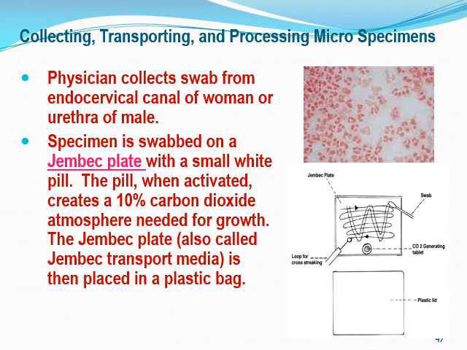Same thing, physicians, during a pelvic exam, the physician will collect the swabs, right? And the specimen is swabbed onto a Gembeck plate with a small white pill. The pill, when activated, creates a 10% carbon dioxide atmosphere, which is needed for growth. The Gembeck plate, also called the Gembeck transport media, is then placed in a plastic bag and sealed up.